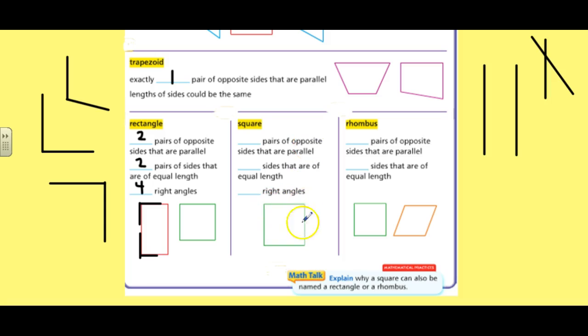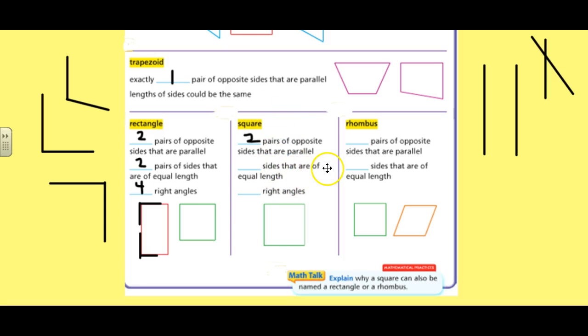So I can see that this side right here and this side right here are both going to be parallel, because if I were to draw these lines out, they would never meet. I just made that one slanted so that would need to be more straight. And then this line right here and this line right here, if I were to keep drawing those out, they would also never meet. So a square has two pairs of opposite sides that are parallel.